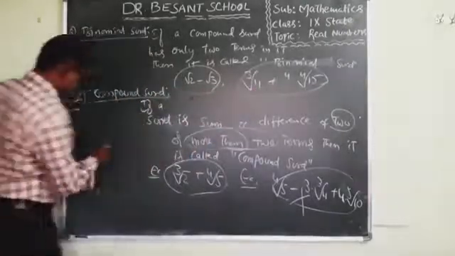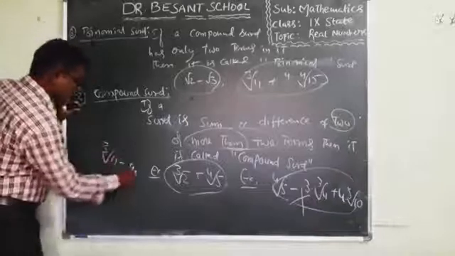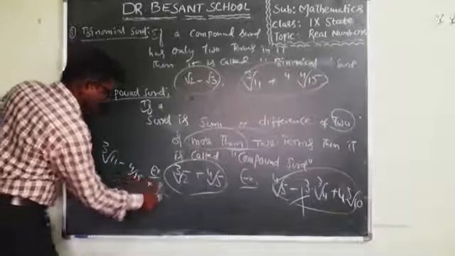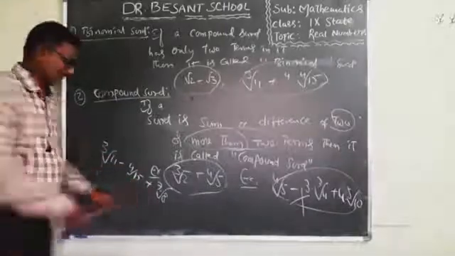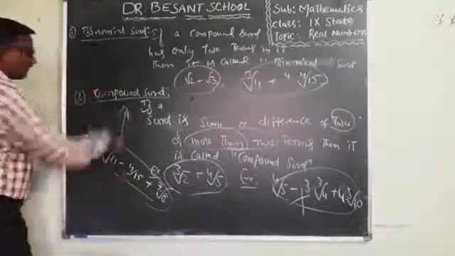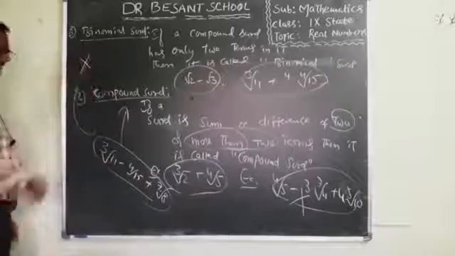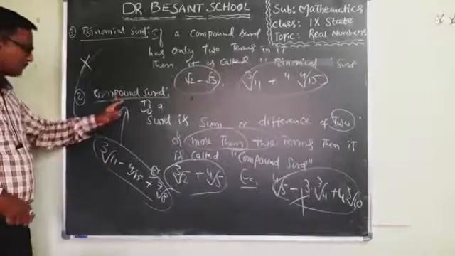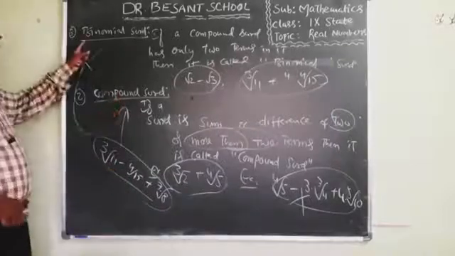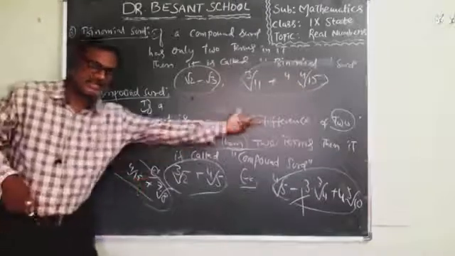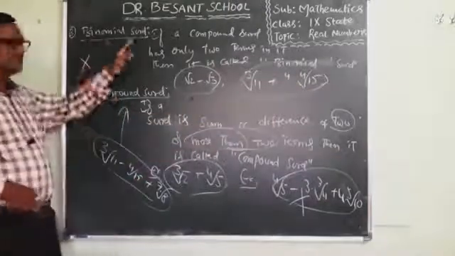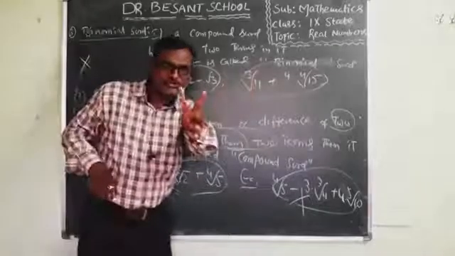Observe. This is cube root 11 minus 4th root 15 plus 7th root 8. It is compound, but it is not binomial. Compound means either sum or difference of two or more than two surds. Binomial means sum or difference of only two.